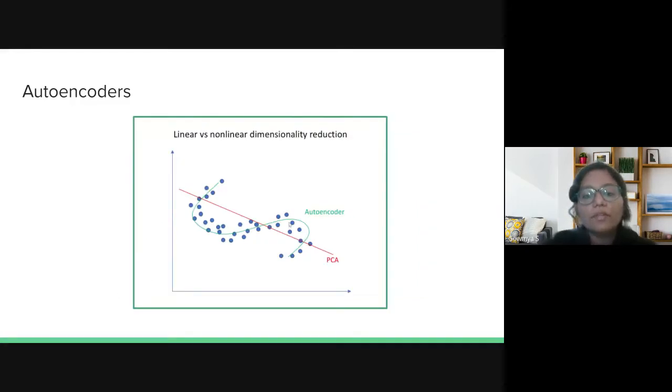So, principal component analysis of this data would have produced this single line, but an autoencoder would have produced this nonlinear projection. So, both of them produce a line, both of them produce a sort of dimensionality reduction, but the complexity of the line and the robustness of the dimensionality reduction is superior in an autoencoder.